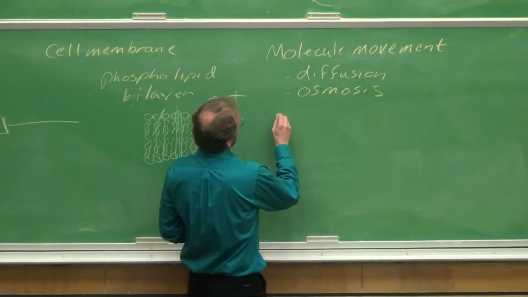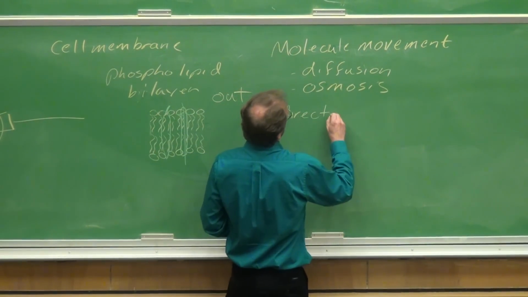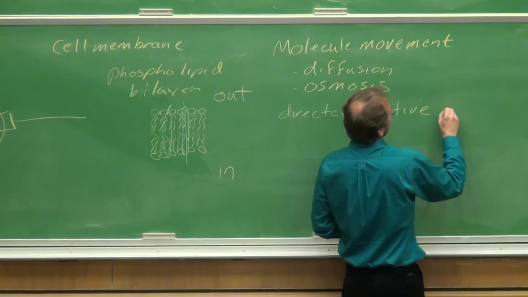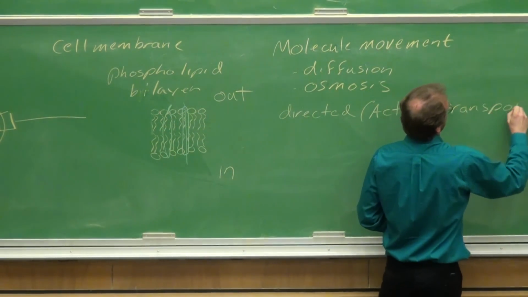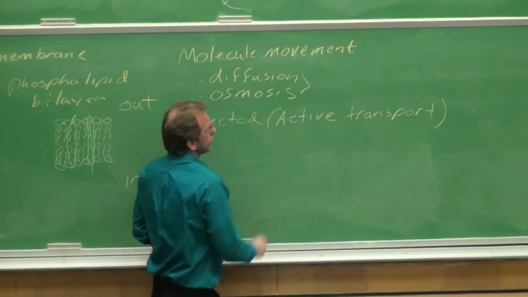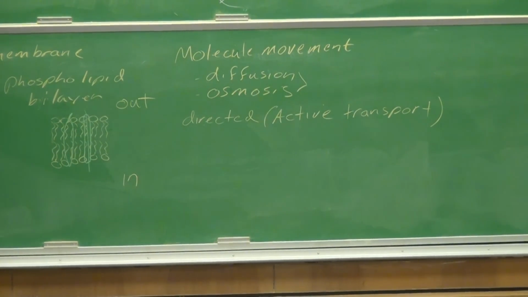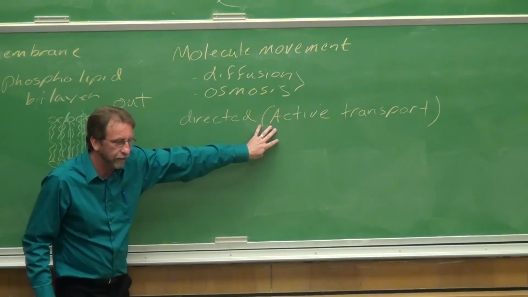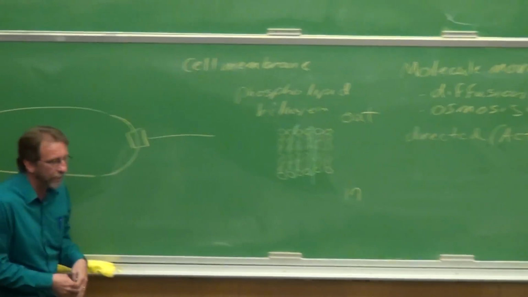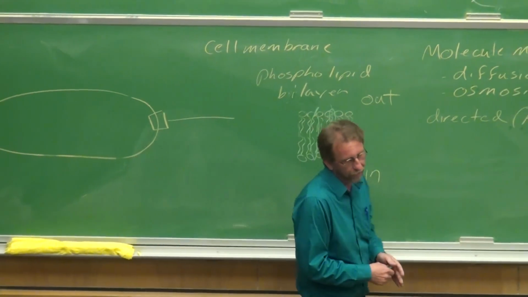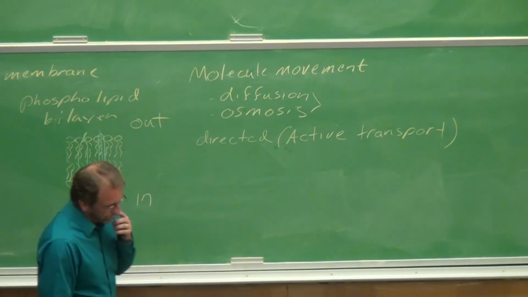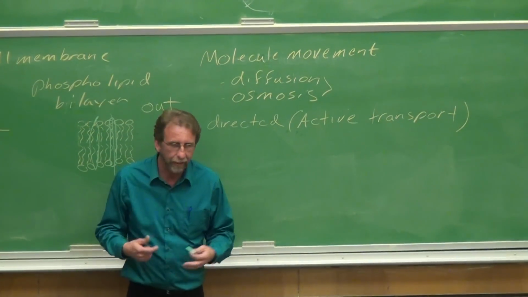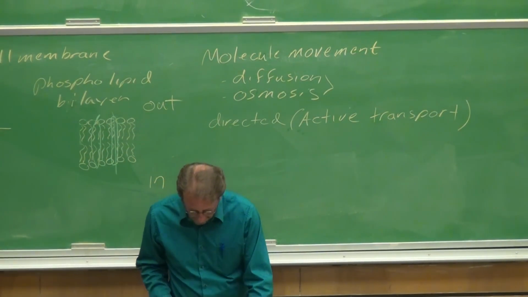And then you have directed movement, or what we can call active transport. These two processes don't cost any energy. It's a gradient movement. This process does cost energy. To move something across the membrane against a gradient is going to require some energy. So we can have active transport of things across the membrane, sugars, other molecules.